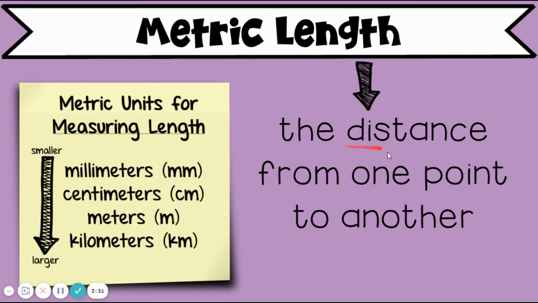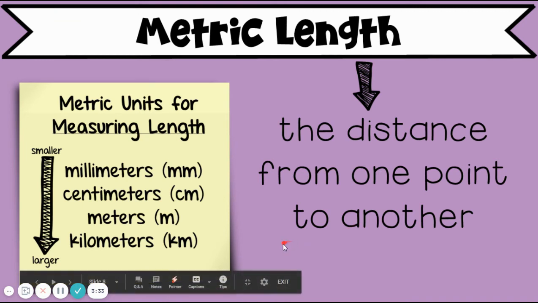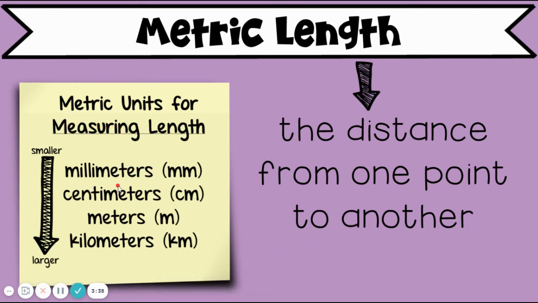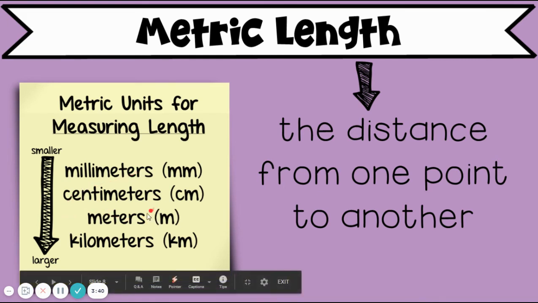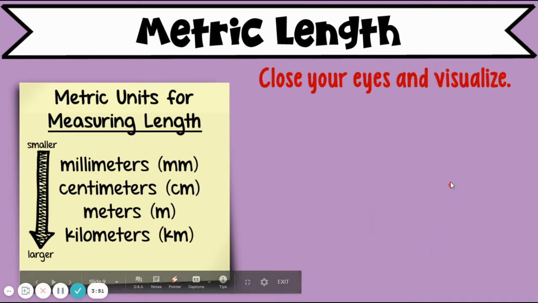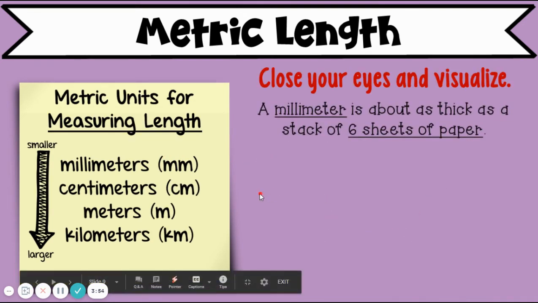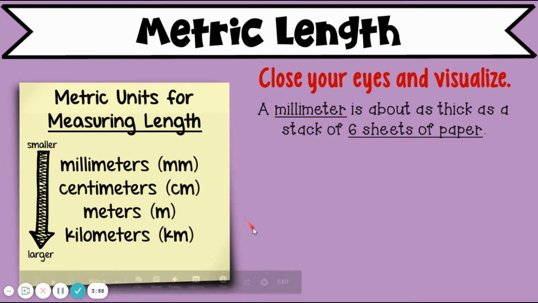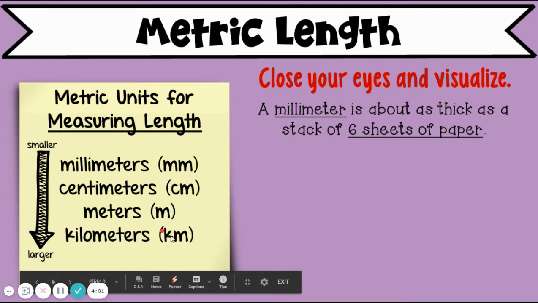Metric length is still the distance from one point to another. It doesn't change. So metric units for measuring length are millimeters, centimeters, meters, and kilometers. All of these words have a root word or a base word of meter, and they do that on purpose. All right, so we're going to visualize again. A millimeter is about as thick as 6 sheets of paper. If you put 6 sheets of paper all together and you look at it, that's about as thick as a millimeter.